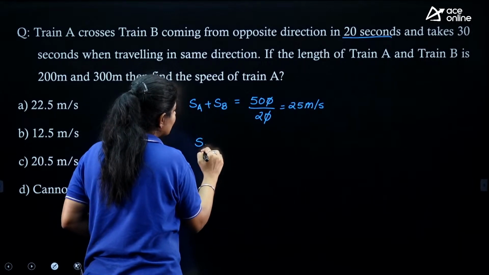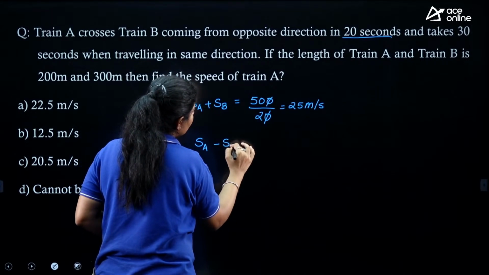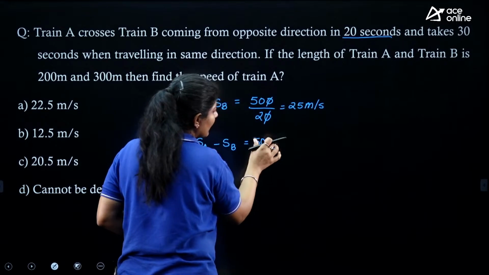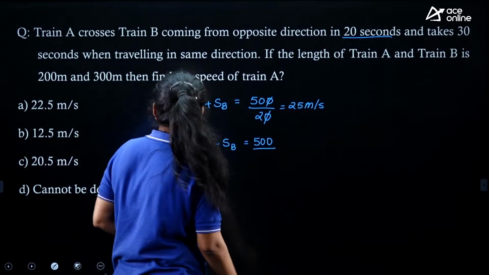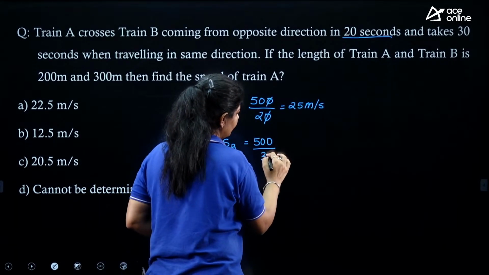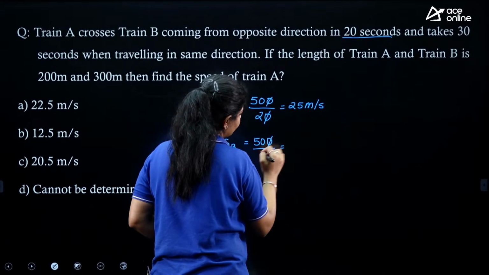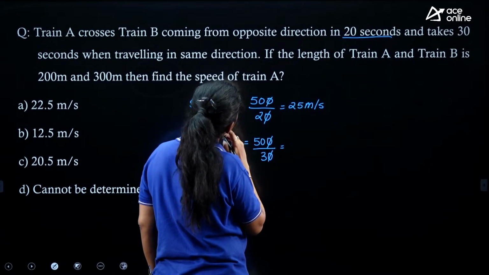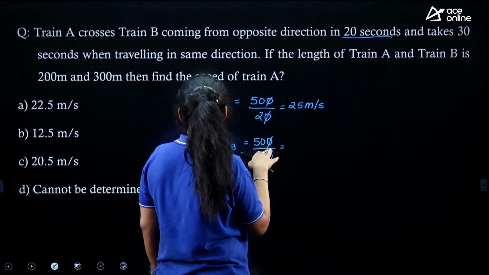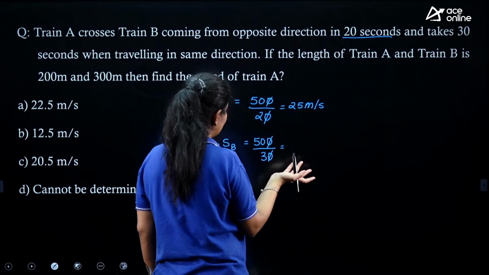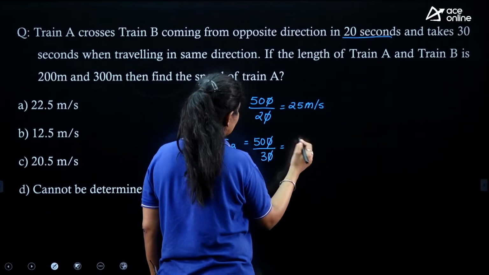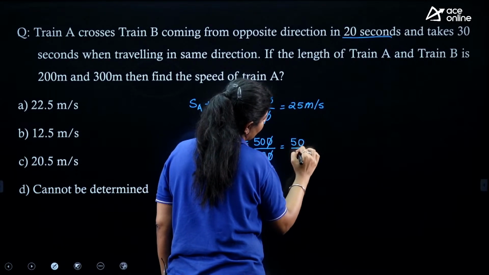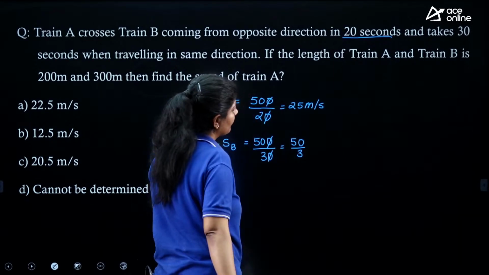If they are moving in the same direction, the equation we can create is this one. The distance will remain the same and they are taking 30 seconds. So the value we are getting is over 30 seconds, right? We can't reduce it, so let's put it as 50 by 3 seconds.